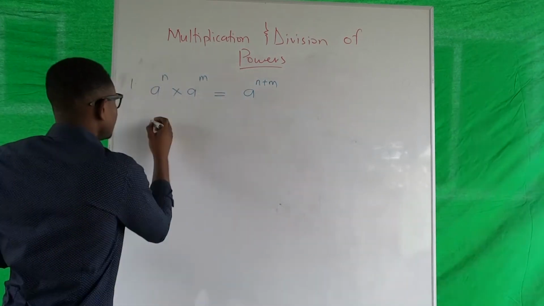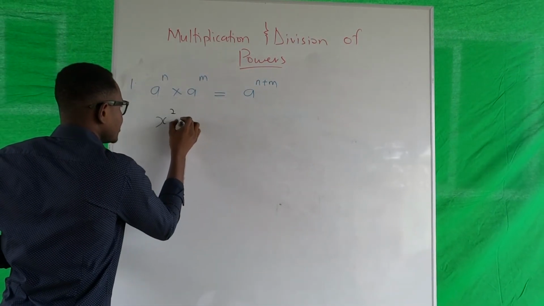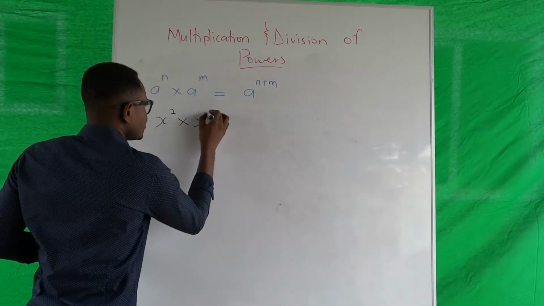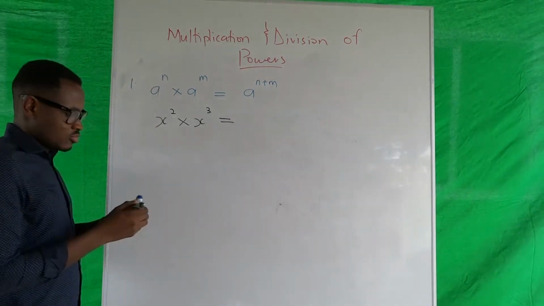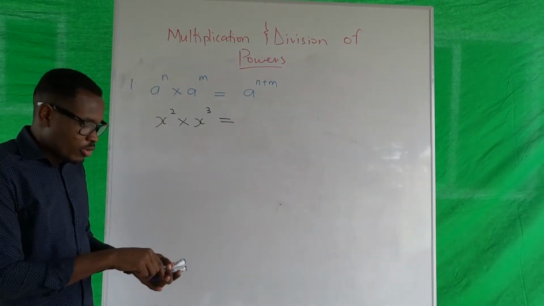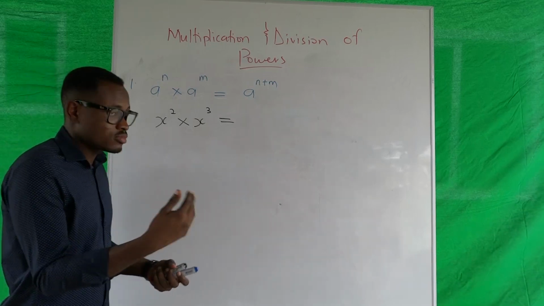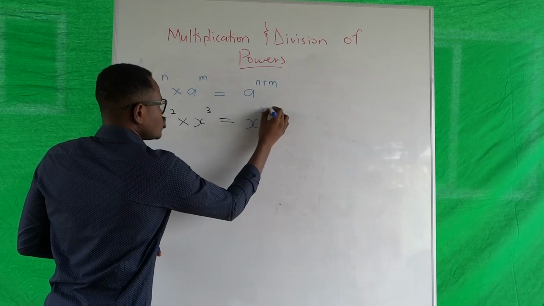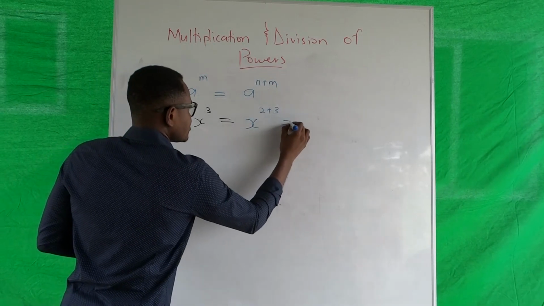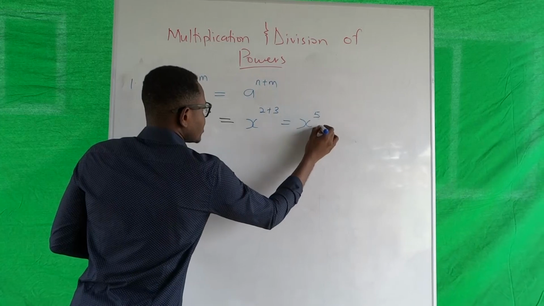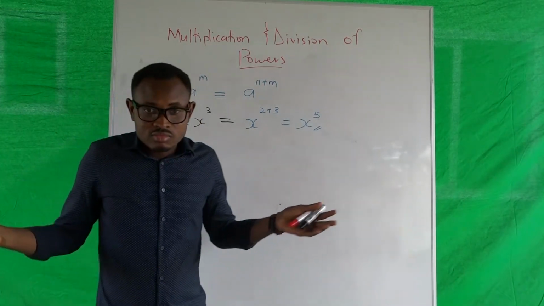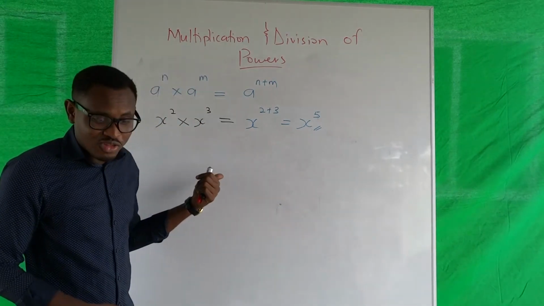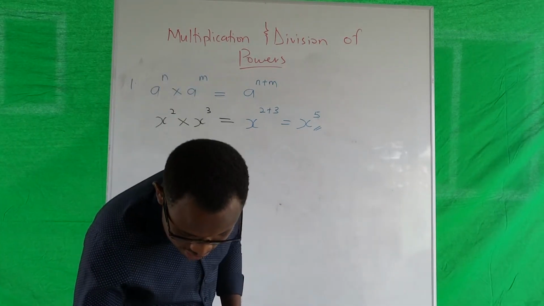Quickly, an example. Find x squared times x cubed. So what will be our answer? x to the power 2 plus 3, which is x raised to the power 5. Fantastic. That is just it. This is rule number one. Quickly, let's move to rule number two.